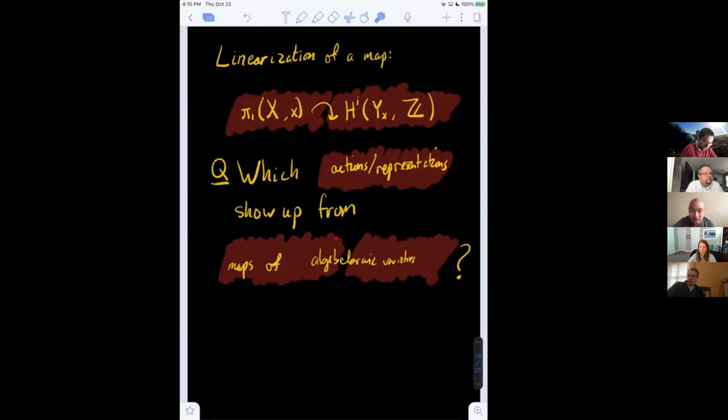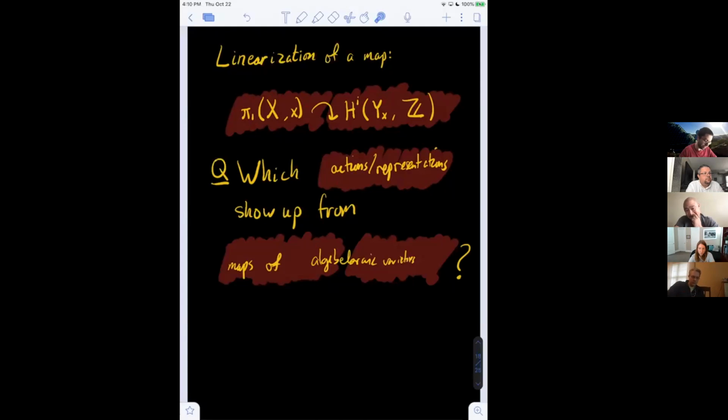Okay, and maybe let me just remark, I asked this question: which actions or representations show up like this from maps of algebraic varieties? It's not obvious that there's any restriction at all. In fact, for topological spaces, it's not too hard to see you can get any representation like this show up, if X is an arbitrary space and Y is an arbitrary space allowed to map to it. You can even do it with manifolds if you work a little bit.